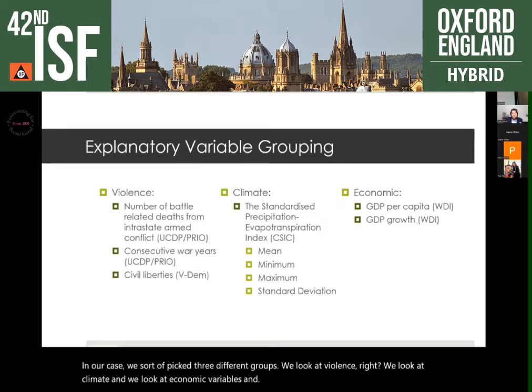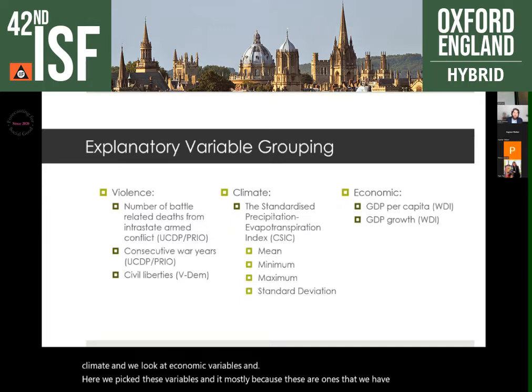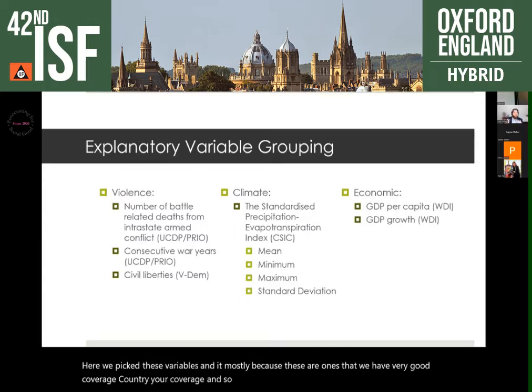Here we pick these variables mostly because these are ones that we have very good country-year coverage. There are a lot of variables we were really interested in, but as soon as we started implementing them, we started tossing out countries here and there. And we know that we're not missing information at random.